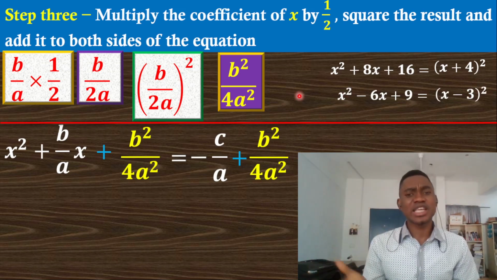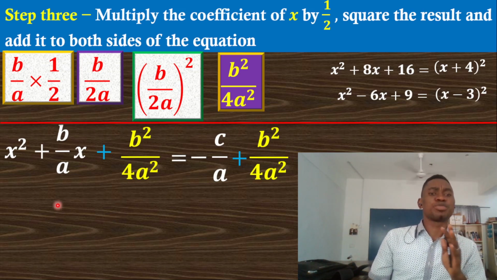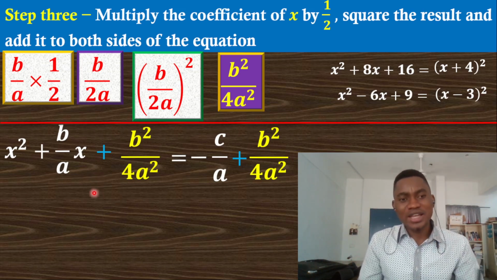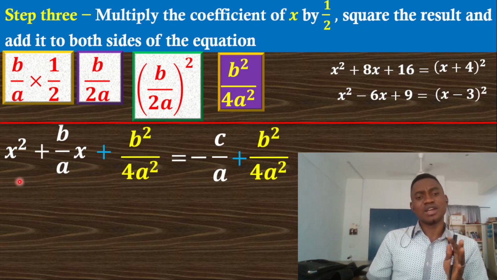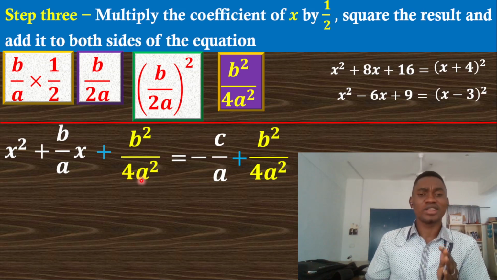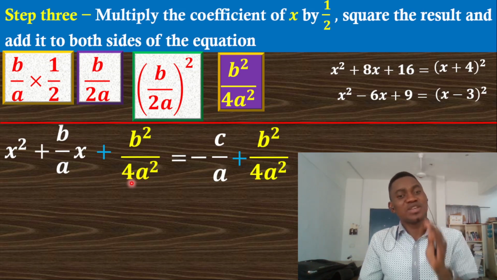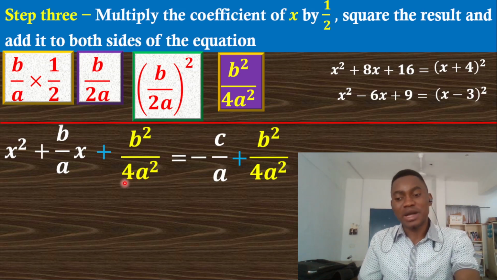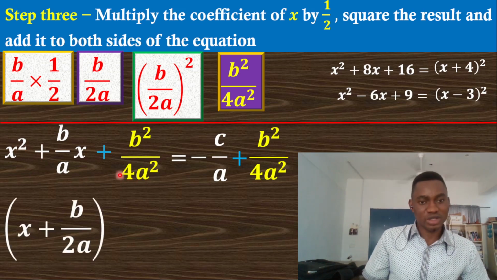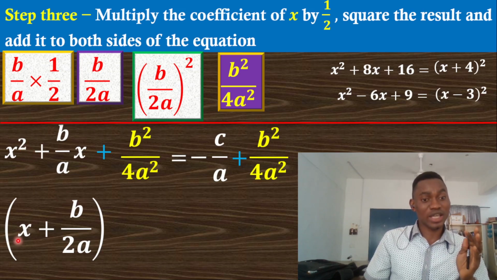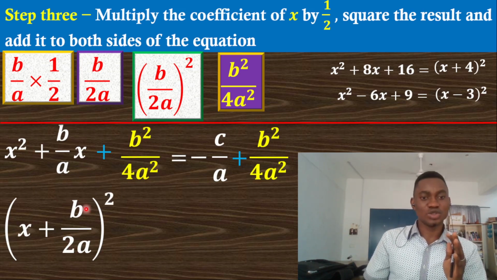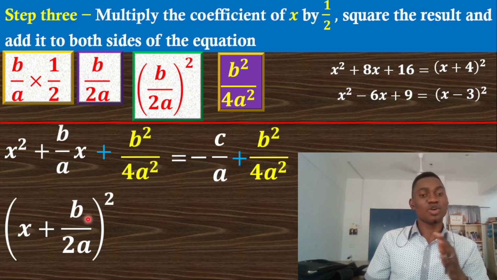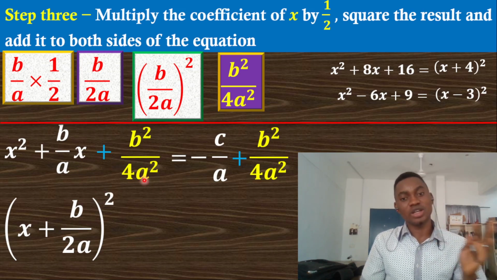All right, having said all of this, we are going to go back to our proof and factorize the left hand side of our equation. Don't forget, the left hand side is a perfect square trinomial. And how do we factorize a perfect square trinomial? By taking the square root of the extreme terms. Take the root of x squared, which is x. Also, the root of b squared over 4a squared is b over 2a. Then we square everything, okay? So this is just the simple way of factorizing perfect square trinomials.